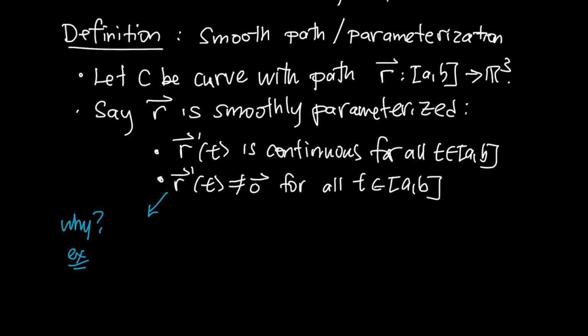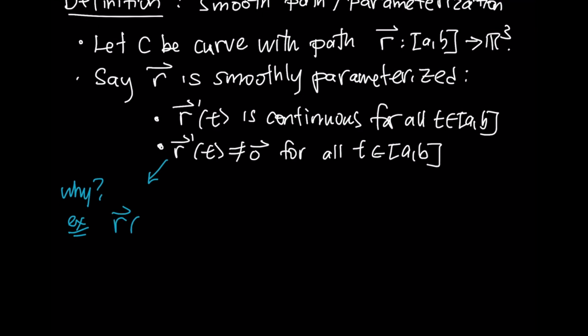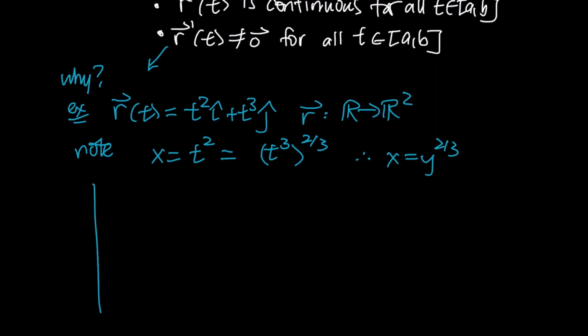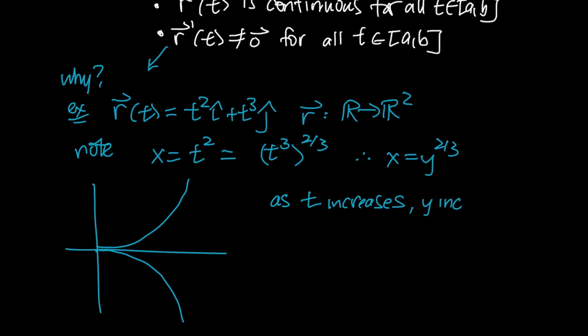So if I give you a path that has t squared i plus t cubed j, and this is a path that takes us from R into R2. Now note that x is equal to t squared, and y is t cubed, which is the same as saying x is y to the power of 2/3. So the kind of curve that we get here has something that looks like this. If you were to pick values of t, as t increases, y increases as well. So there is a direction to this parametrization.